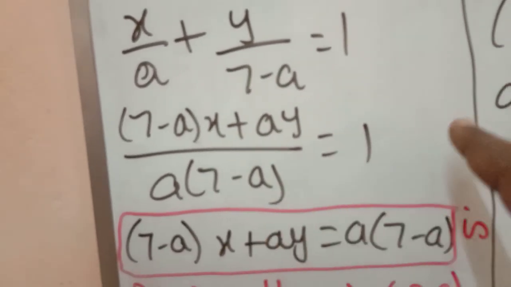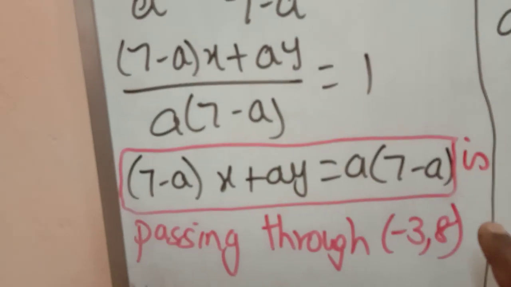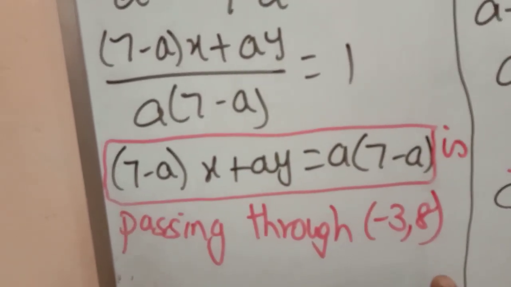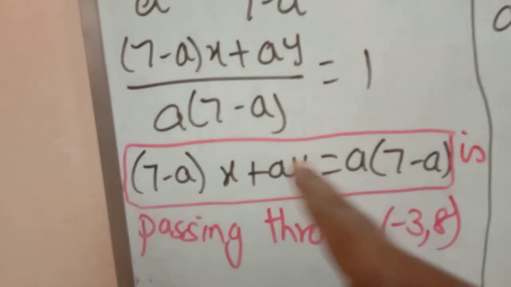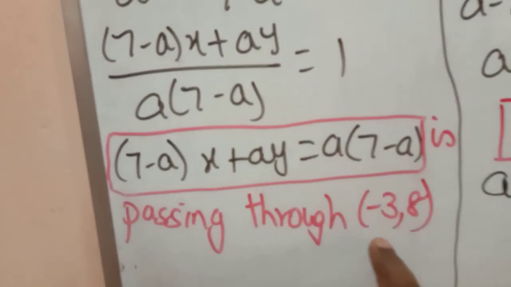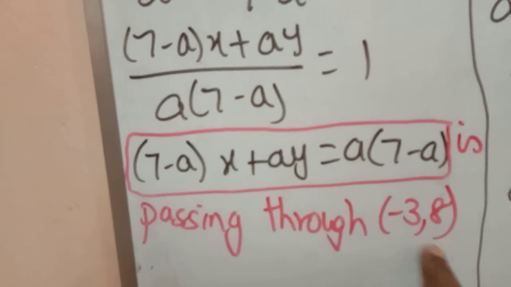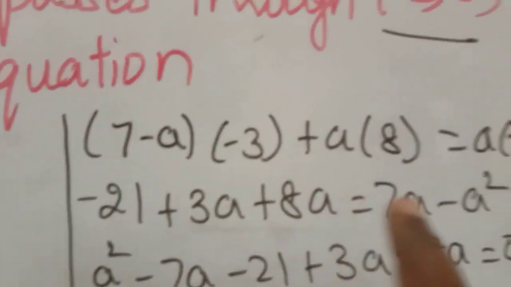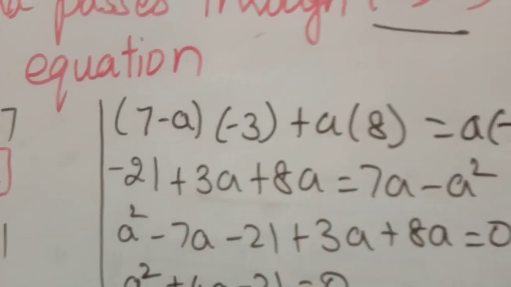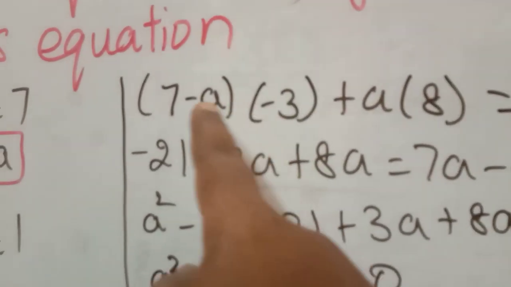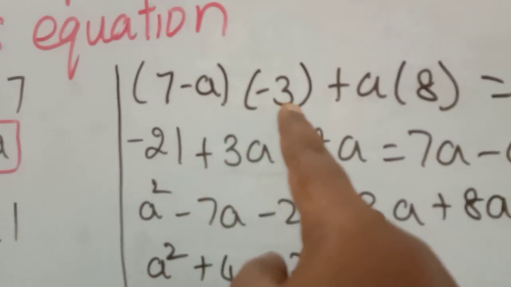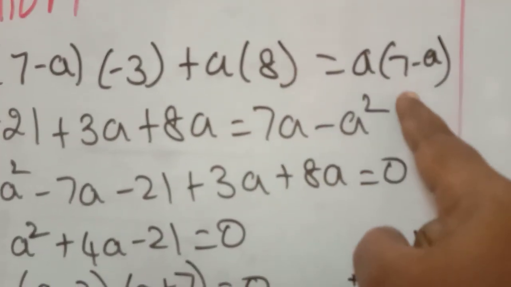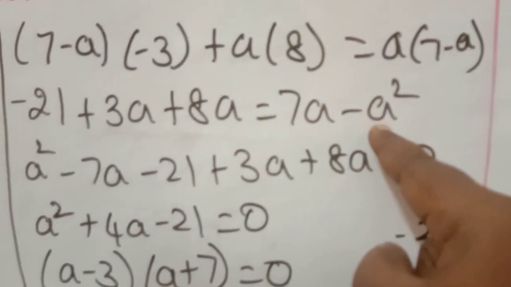When you cross multiply, we have to write immediately that it is passing through the given point, minus 3 comma 8. So after that we have to substitute for x and y: x equal to minus 3, y is equal to 8. Okay, the remaining we have to write. Next, multiply minus 3 here, so minus 21, minus a into minus 3 plus 3a, plus 8a is equal to, multiply a inside the bracket, 7a minus a square.